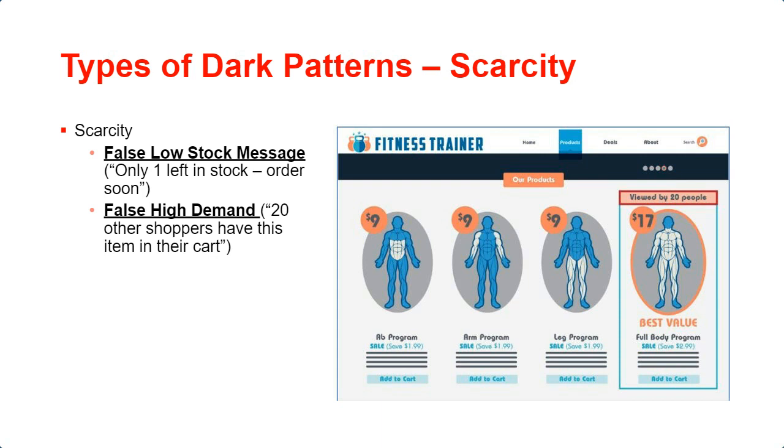If the store really only has one left, it's probably okay. But at the same time, if it's a retailer with multiple locations, and I'm sitting there on a website that has linked my home store as the one down the street from me, and it's saying only one left in stock, order soon, if it's available at the other retailer location 2 miles away, is it really only one left in stock, or is it just the one there?